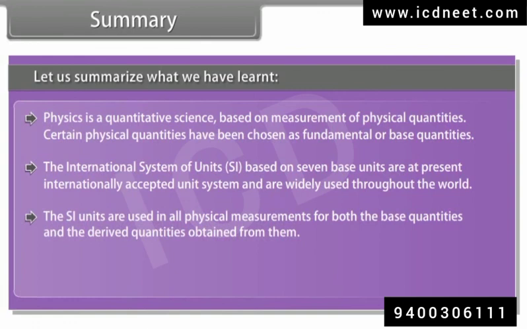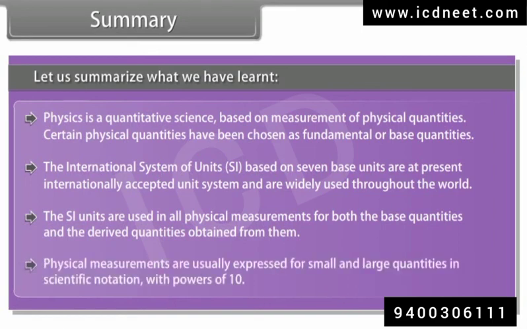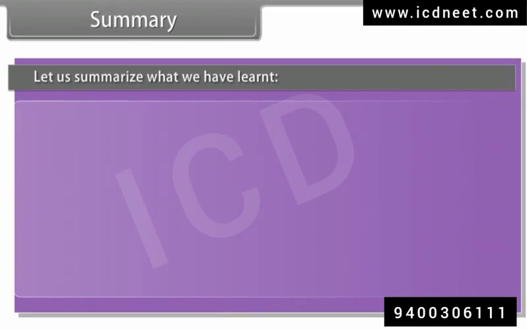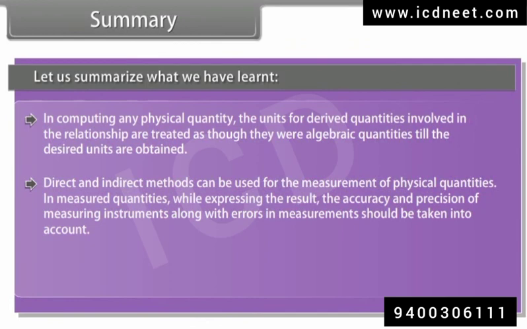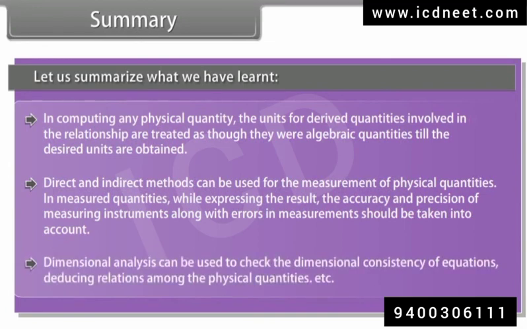The SI units are used in all physical measurements for both the base quantities and the derived quantities obtained from them. Physical measurements are usually expressed for small and large quantities in scientific notation with powers of 10. In computing any physical quantity, the units for derived quantities involved in the relationship are treated as though they were algebraic quantities till the desired units are obtained. Direct and indirect methods can be used for the measurement of physical quantities. While expressing the result, the accuracy and precision of measuring instruments along with errors in measurement should be taken into account. Dimensional analysis can be used to check the dimensional consistency of equations, deducing relations among the physical quantities, etc.